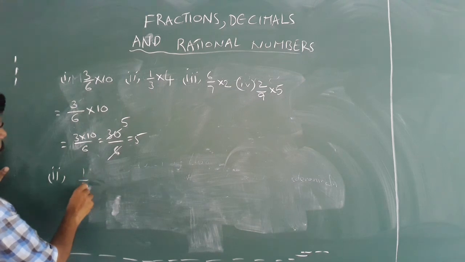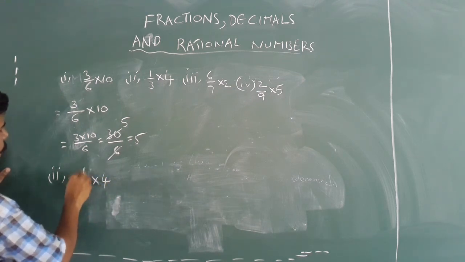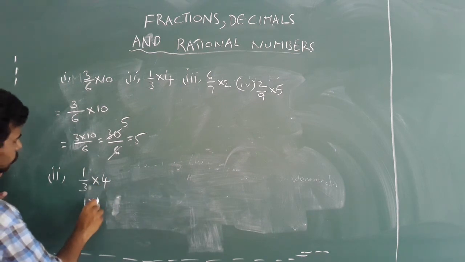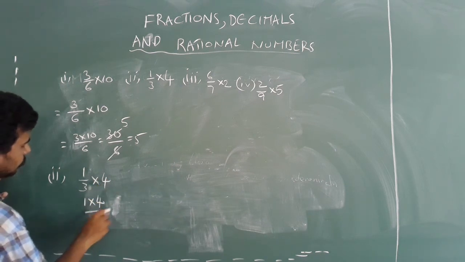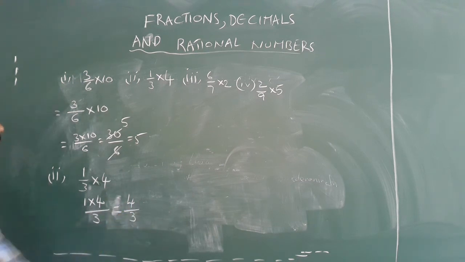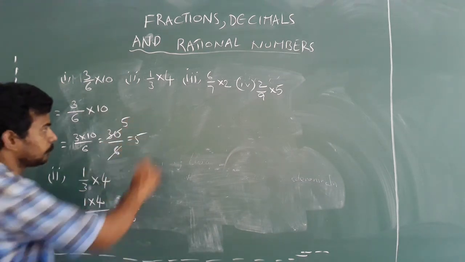Now take the second problem: 1 by 3 into 4. So 1 into 4 by 3. 1 four is 4, so 4 by 3.